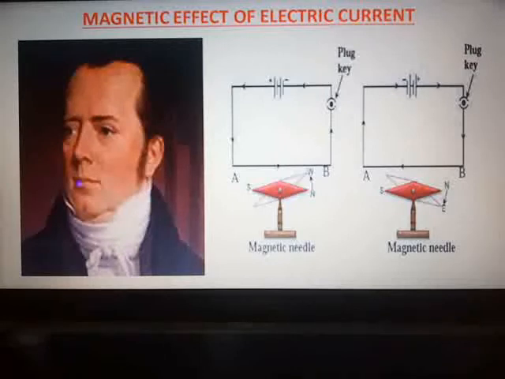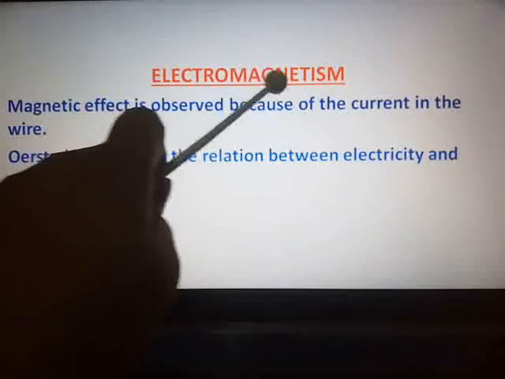He was working with some electrical appliances, and what happened at that time? He was doing some experiments with some electrical equipment, and he saw that when he passed strong electric current through the wire, a nearby compass needle got deflected, and from this he inferred that it was the electric current flowing through this wire which was producing magnetism, and this concept he gave the name electromagnetism.